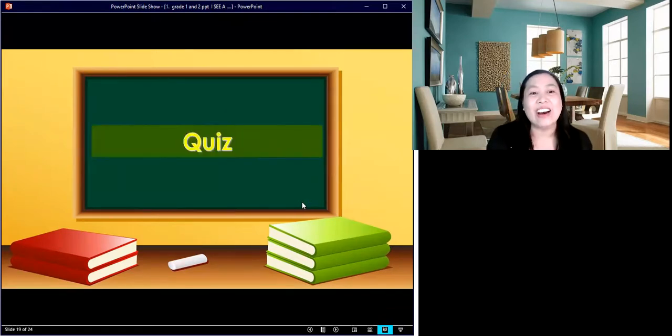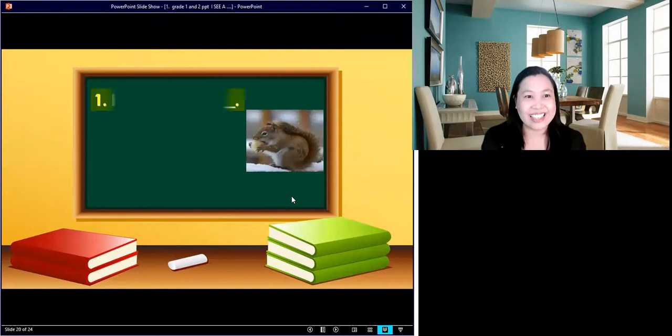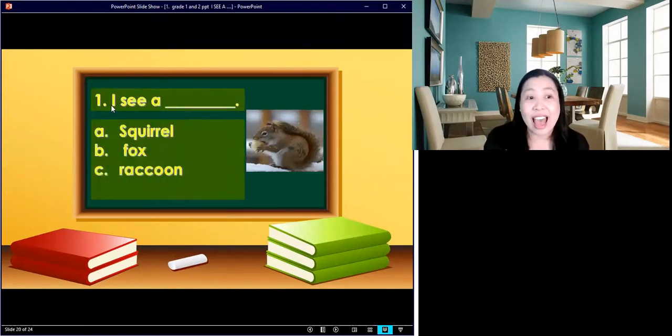Wow. Now we have a short quiz. Okay, number 1. What's this? I see A, squirrel, B, fox, C, raccoon. What is in the picture? Yes, your answer is correct. It's letter A, a squirrel.